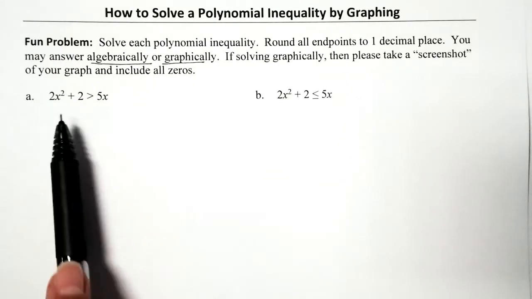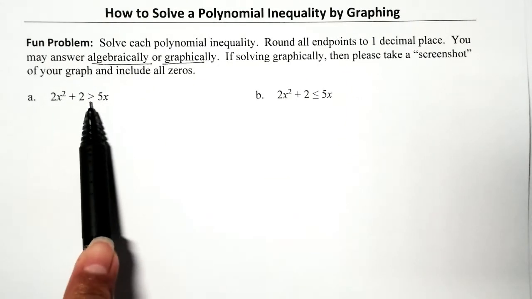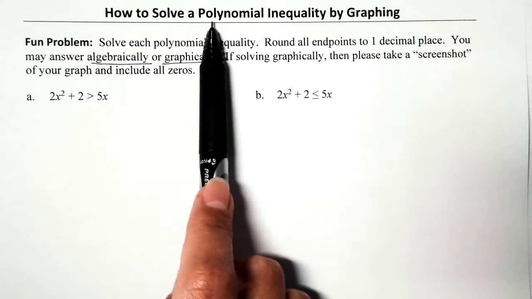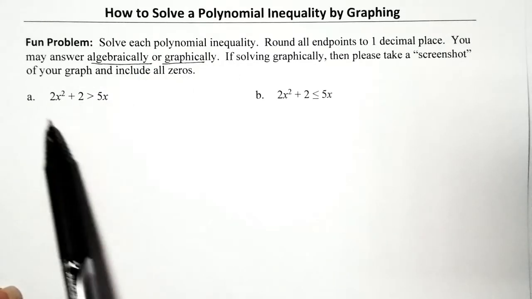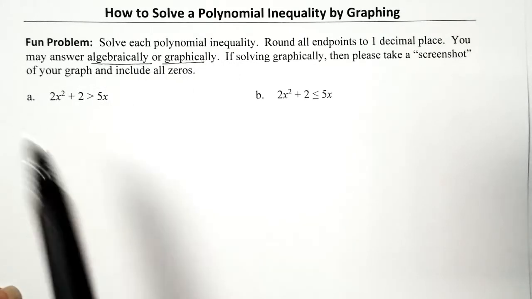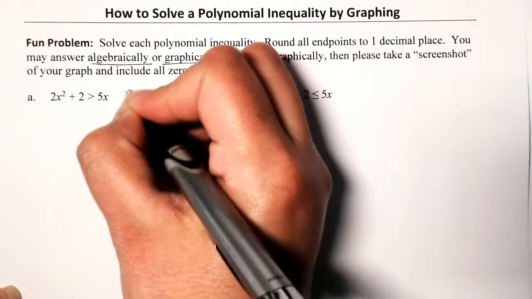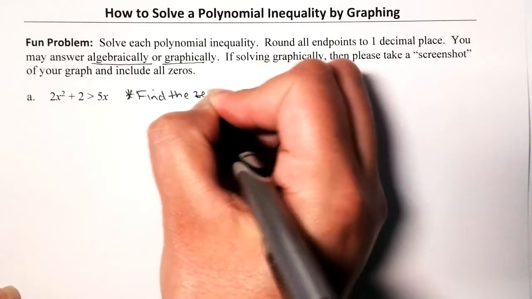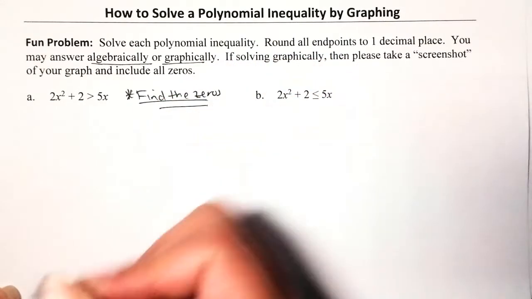Okay, so we have an inequality. We have a degree 2 inequality, so we have a quadratic inequality, or in general we can just say polynomial inequality. So what are we gonna do? We want to find the zeros. Okay, that's the first thing. Find the zeros. Okay, what makes it a zero?